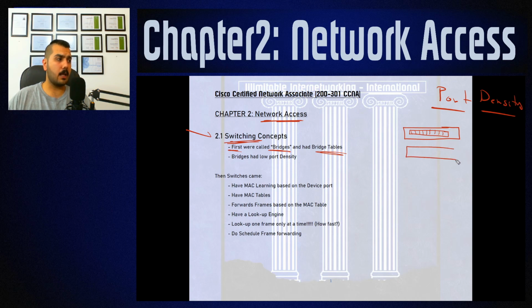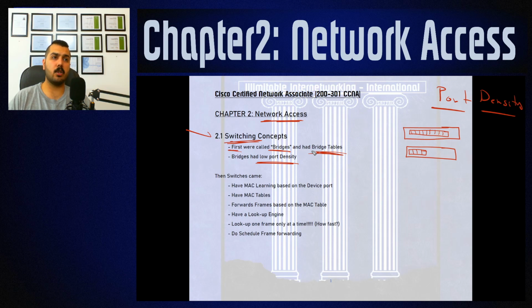Bridges, as a matter of fact, were almost like routers. They had low port density. If you haven't got the idea so far, bridges are the first, old generation of the switches. Okay, they were called bridges. The name changed after that to become switch. Bridges had low port density, and also had something called bridge tables.